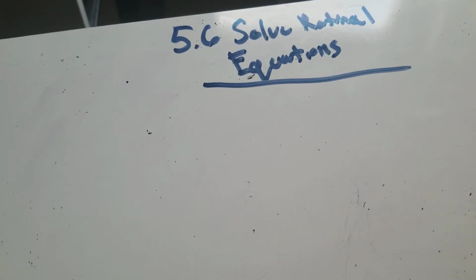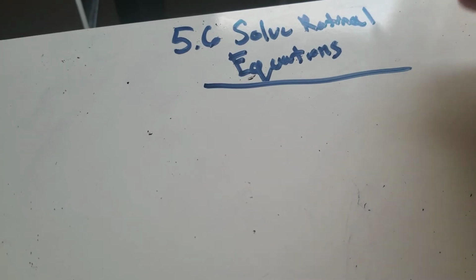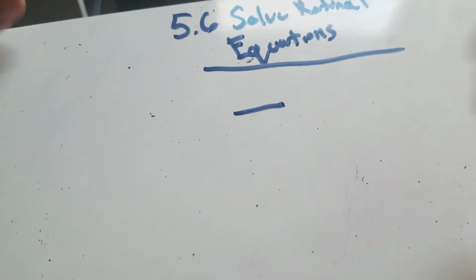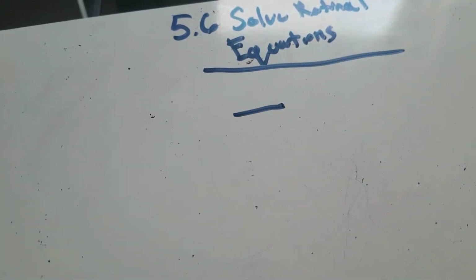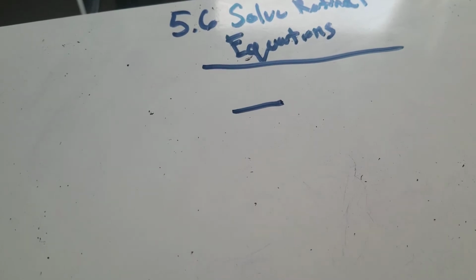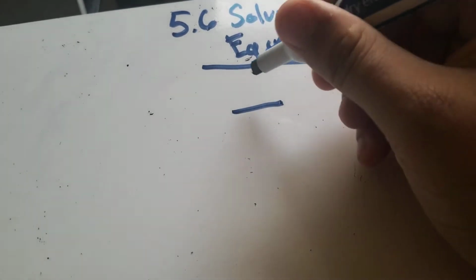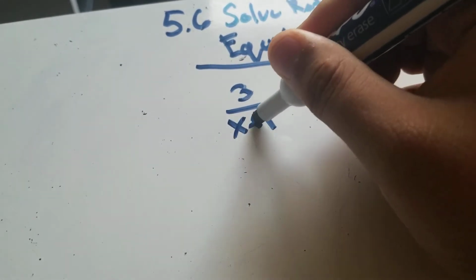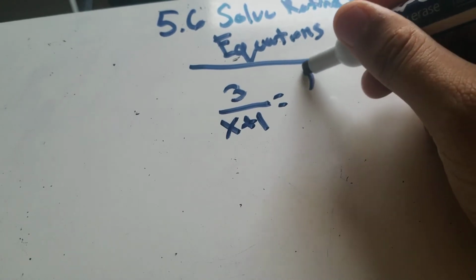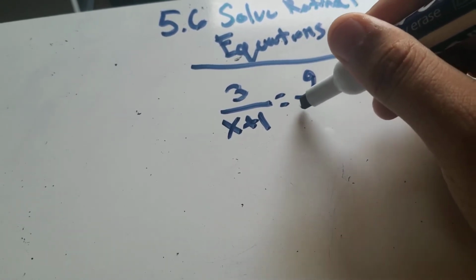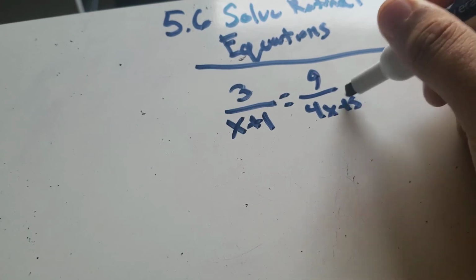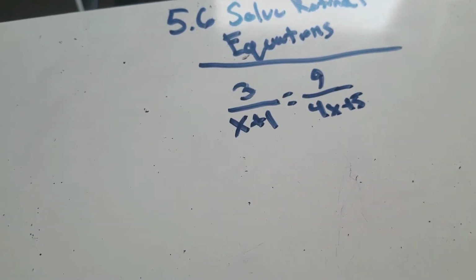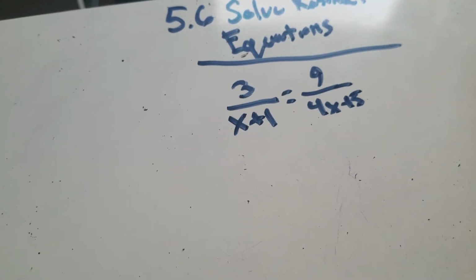So solve rational equations. Now, remember, a rational equation is just a fraction equation. Let me just look some up so I get some clean numbers. I don't want to mess up. So let's do 3 over x plus 1 equals 9 over 4x plus 5. Okay. So we look at that, we've got two fractions staring each other down across an equal sign.